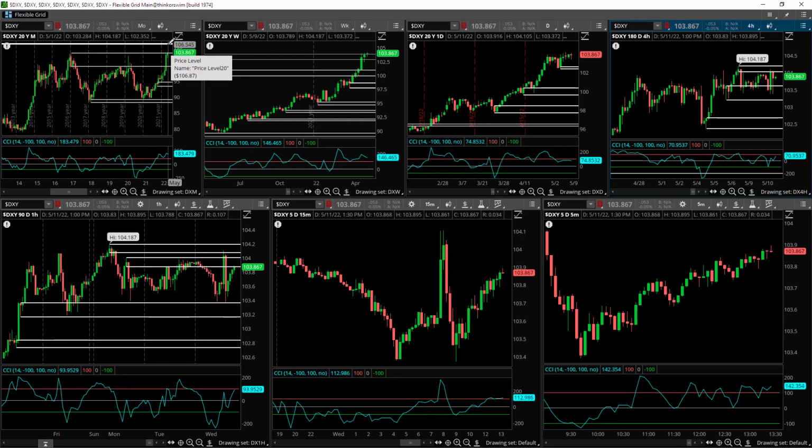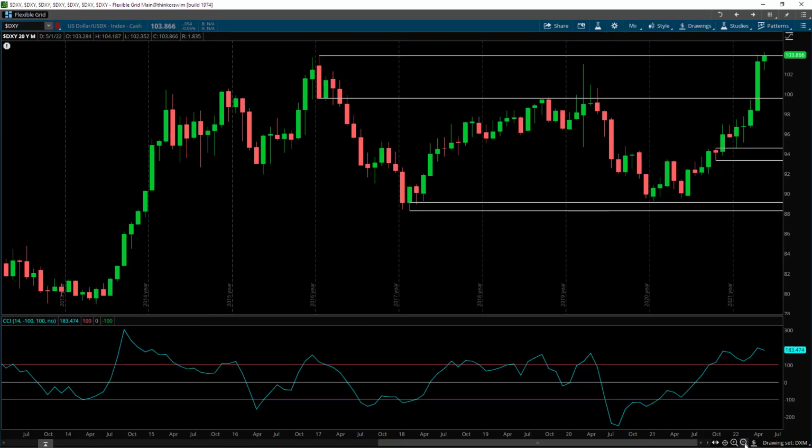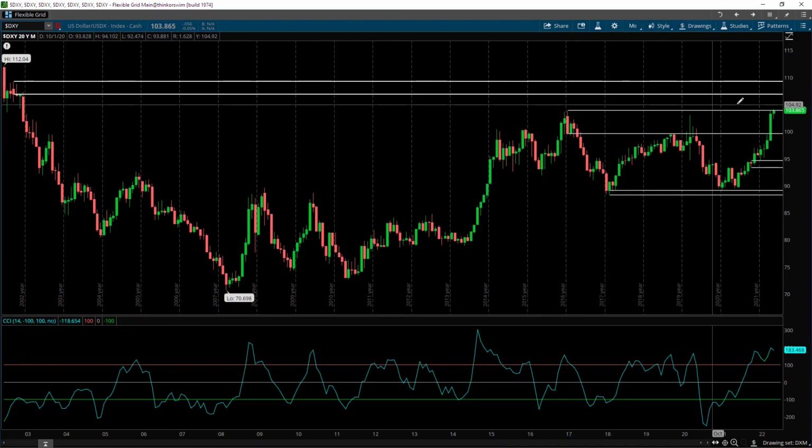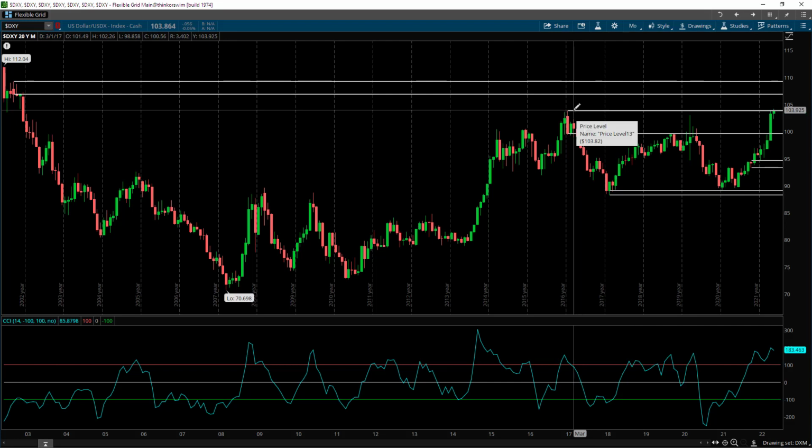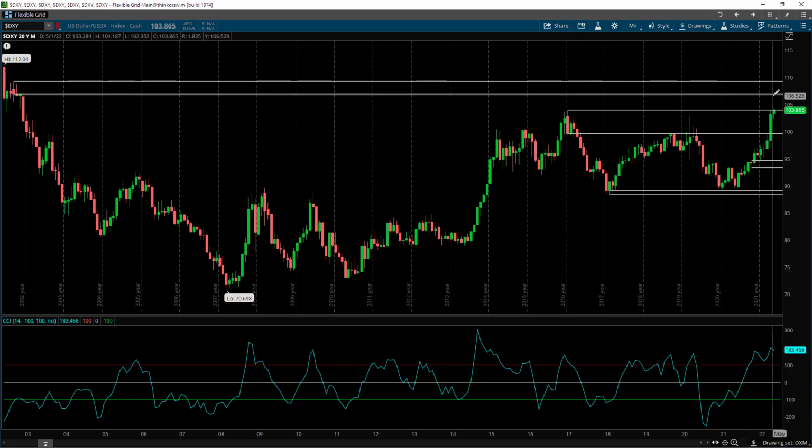So maybe we're going to continue to the upside, and we know where the next level is on the monthly chart over here. The next level is the next level up here. So we've already gone above this level. So the next level's up here if we continue.